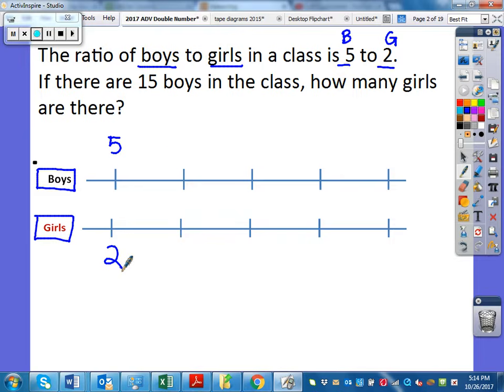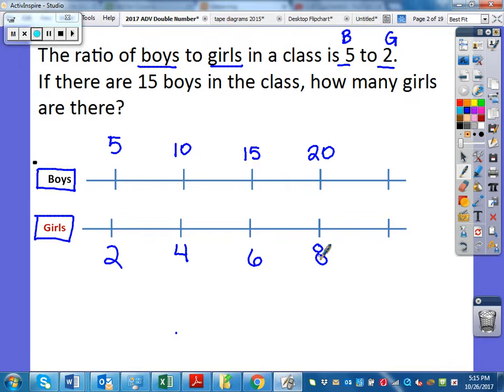Now, what I'm going to do on my double number line is add another group of boys. If I add another group of boys, I'm going to have 10 boys. Now if I add another group of boys, I'm going to add another group of girls, so I'll be up to 4 girls. I'm going to continue this. I'm going to add another group of boys, and if I add another group of boys, I'm going to add another group of girls. On the girls number line, I'm adding 2 every time because that's how many are in that group. For the boys, I'm adding 5 every time because there are 5 boys in the group.